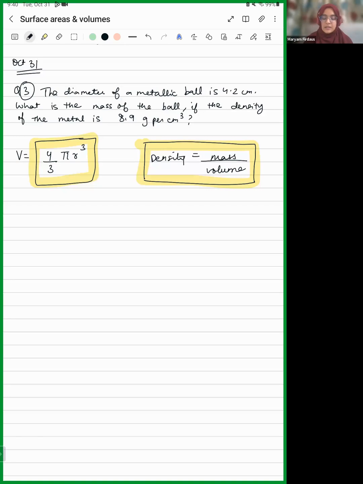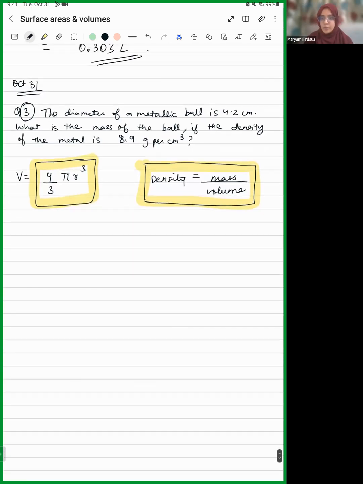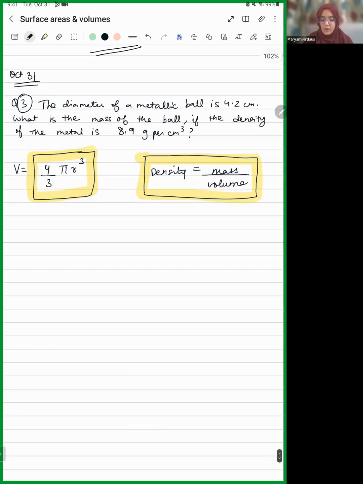And we studied volume of cone before this. Now we are studying volume of sphere. Okay, so this is the formula for volume of sphere, 4 by 3 pi r cube. Now in this question, they are telling you what all is given.